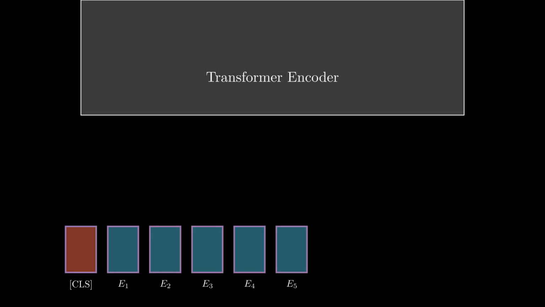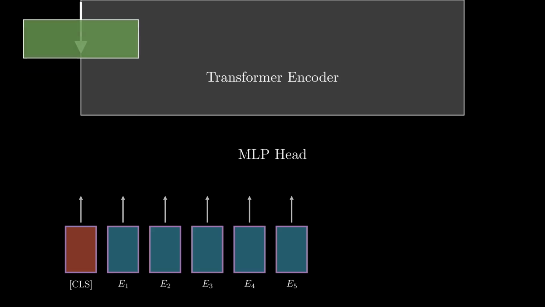Now, the sequence is ready. We feed this combined sequence into the transformer encoder. This massive block consists of alternating layers of multi-head self-attention and MLP blocks, allowing every patch to attend to every other patch. Finally, for the image classification task, we don't look at the output of every patch. We focus specifically on the output state of the class token. This vector, now rich with global image context, is passed into a final MLP head, which outputs the probability distribution for our classes, correctly identifying this image as a bird.